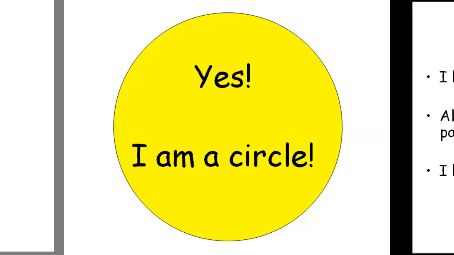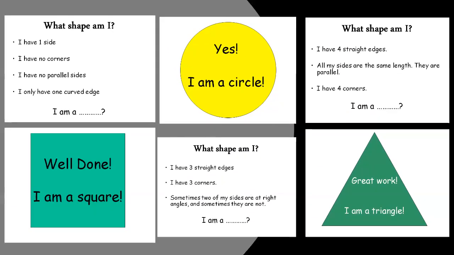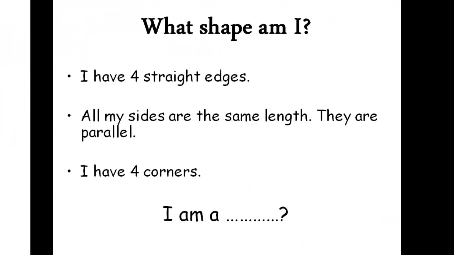Bravo! If you guessed a circle, then you are right. The circle has no sides. It has no edges. It is a flat 2D shape. And it has also one curved edge, and it has no parallel sides. Excellent. Now let's move on and try to guess another shape.